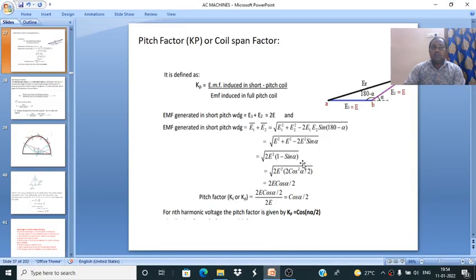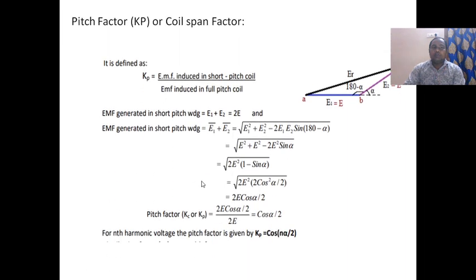Now we discussed pitch factor or coil span factor. The pitch factor is represented with Kp. It is defined as the EMF induced in a short pitch coil divided by the EMF induced in a full pitch coil. Normally full pitch means 180 degrees electrical. Short pitch means less than 180, and we treat that as a short pitch coil.